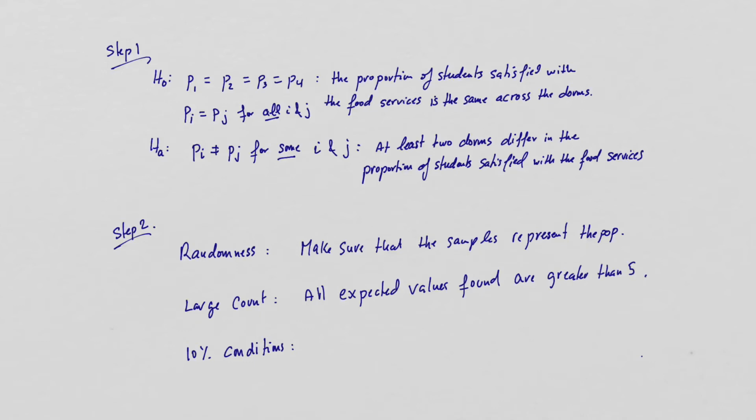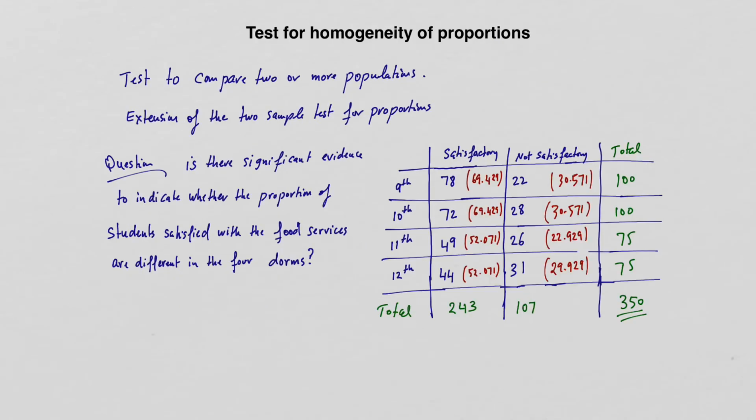And finally, the 10% condition. Okay, so if these students were interviewed with replacements, then you don't need to verify the third condition. We're assuming that once they ask a student, that student is no longer in the pool.